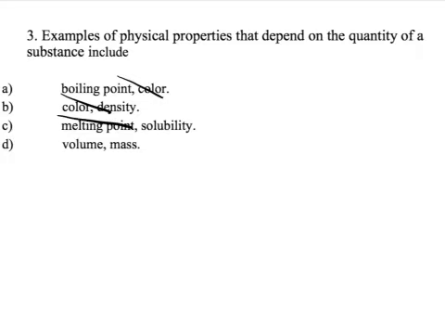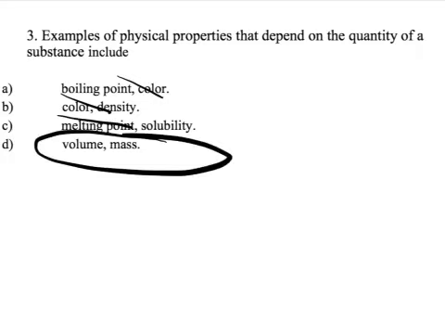Oh, there we go. Quantity of a substance. I can have different masses, different volumes of a substance, guys. That's the correct answer. So the physical properties that depend on the quantity of a substance include volume and mass.